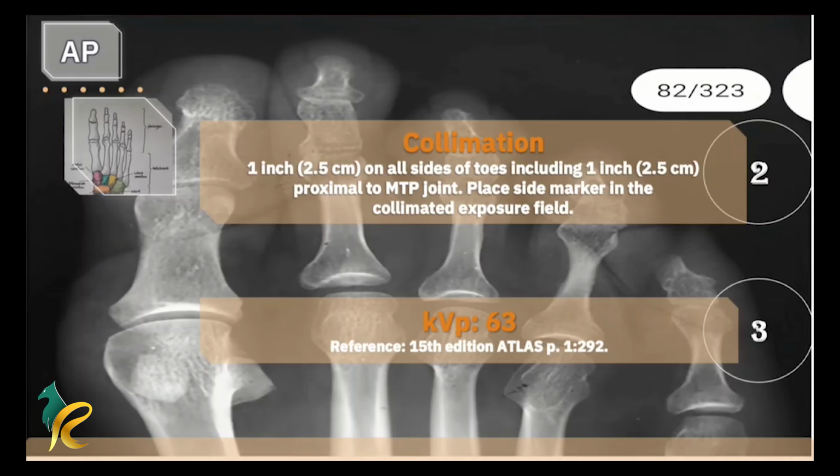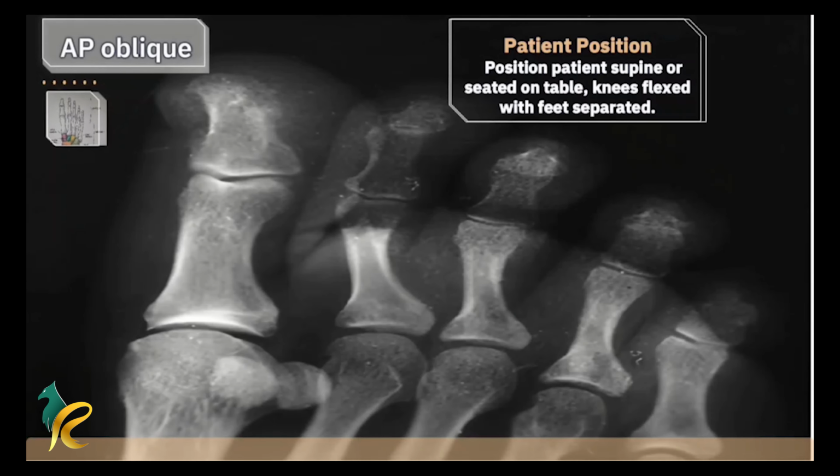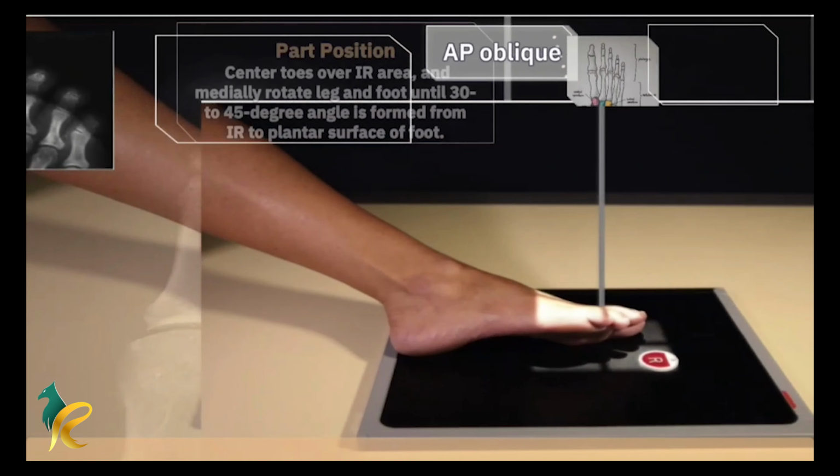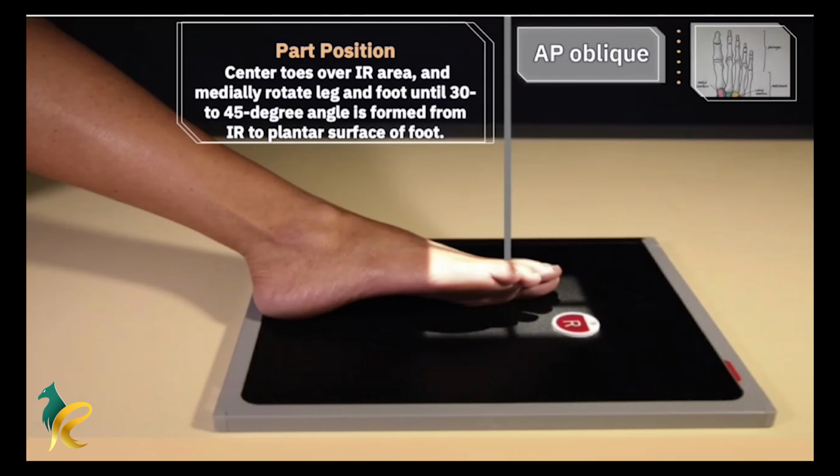Now, let's move on to the next projection. For the medial rotation variation of AP oblique imaging, we must position our patients so they're seated or supine on the table with their knees flexed and feet separated. We must center the toes over the IR area and medially rotate the leg and foot until a 30 to 45 degree angle is formed from the IR to the plantar surface of the foot.